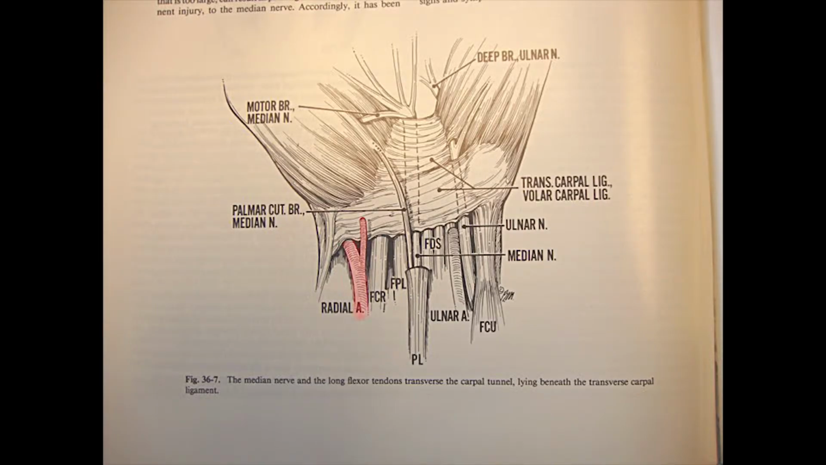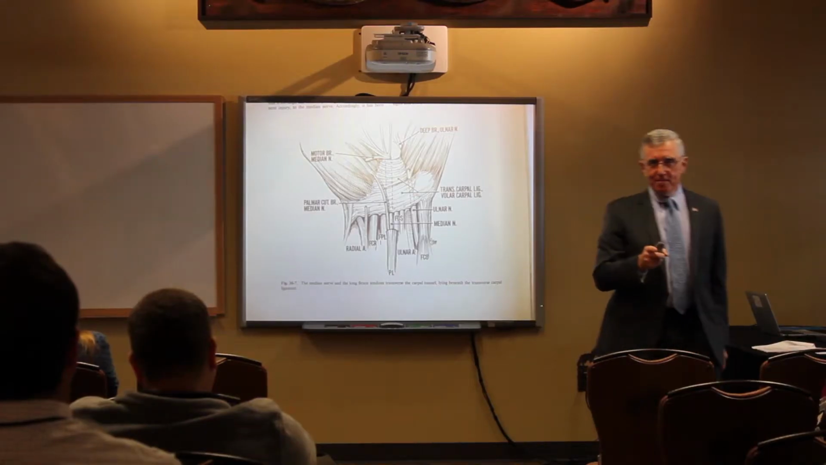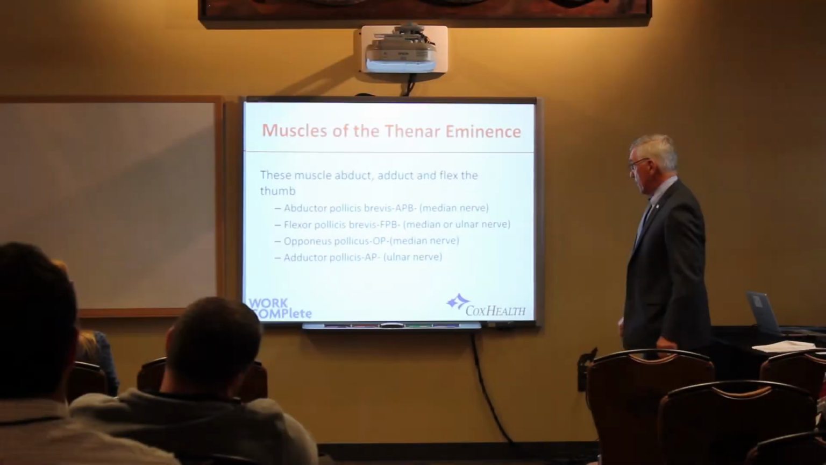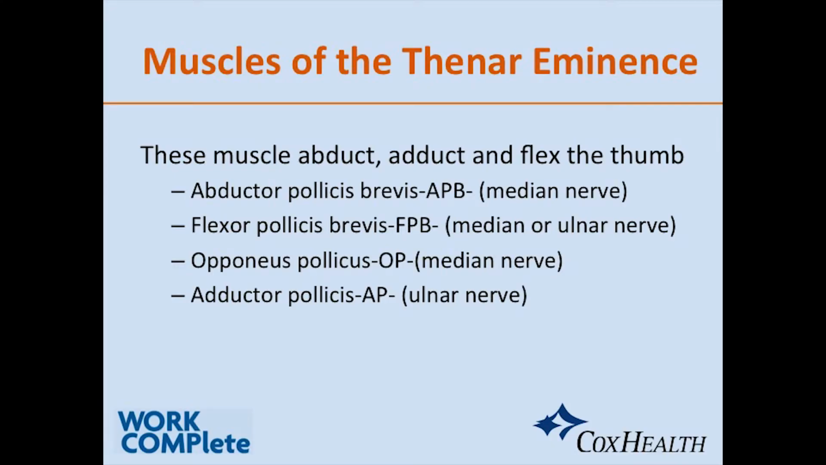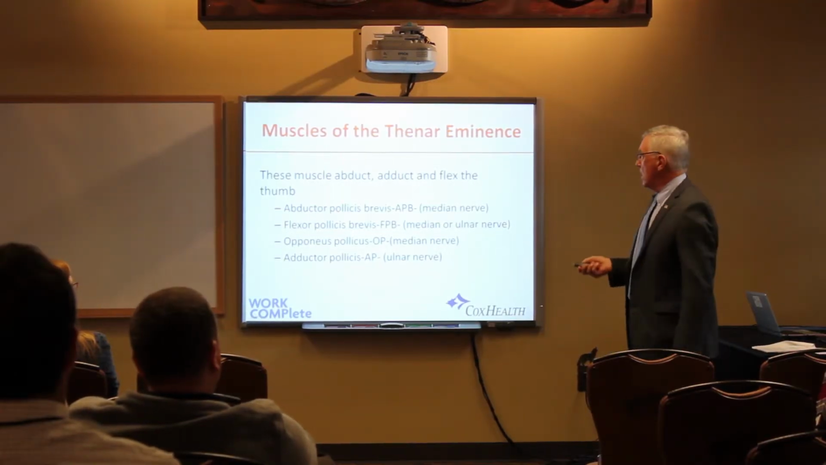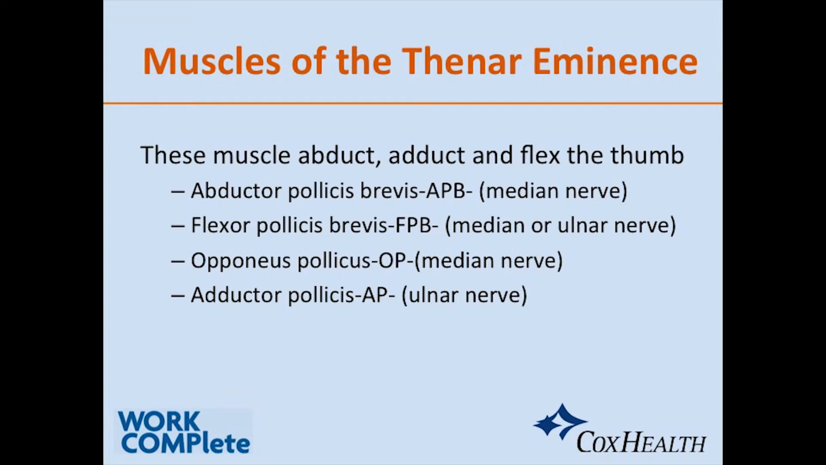Let's see. The other things I'll just show you here briefly. You want to always avoid the radial artery and the ulnar artery. Those are not ones you want to get involved with. You don't want to cut those. Now, the muscles of the thenar eminence. Again, the thenar eminence is the one that helps bring the thumb inward here. You have basically 4 muscles.